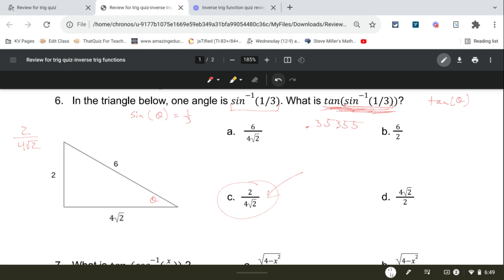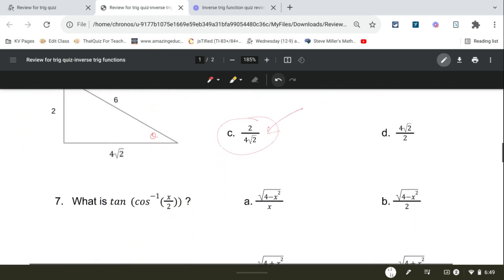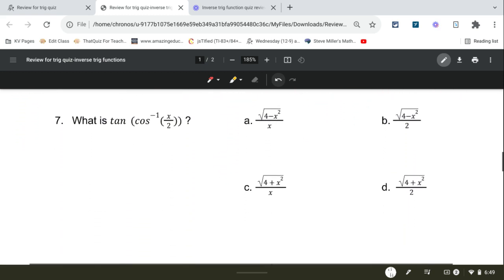Now number 7, it's not as simple to use that trick on it. You still can, but I'll work it out the right way and then use the trick. It's kind of difficult to use the trick though. We need to realize that cosine inverse of x/2 represents an angle where the cosine of that angle is x/2. So there's some angle so that when you take the cosine of it, you get x/2.